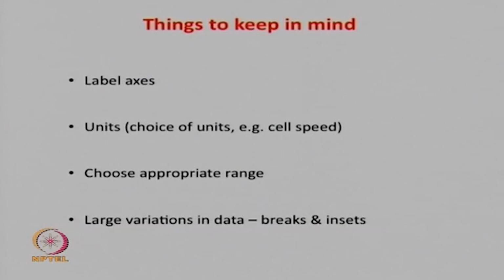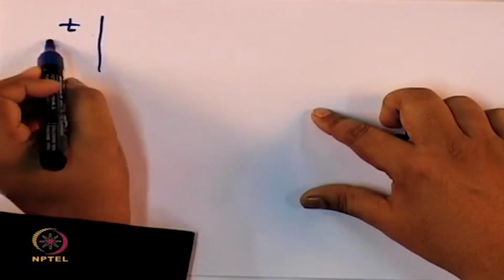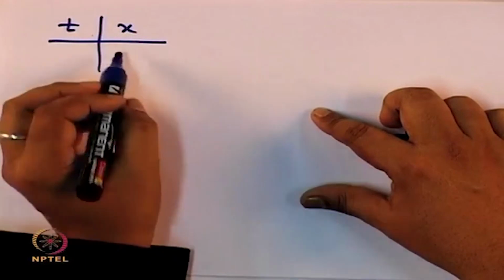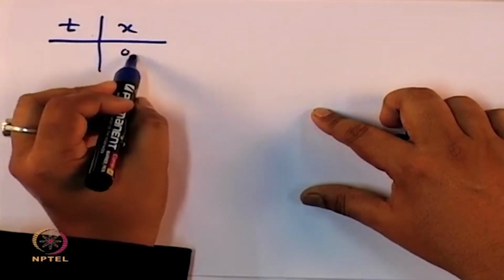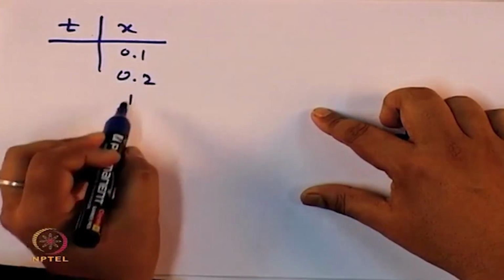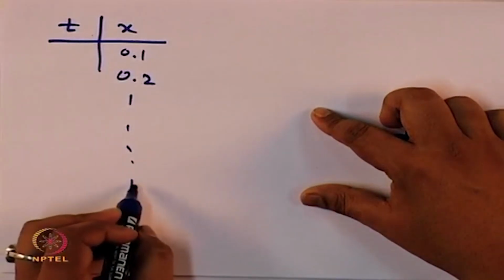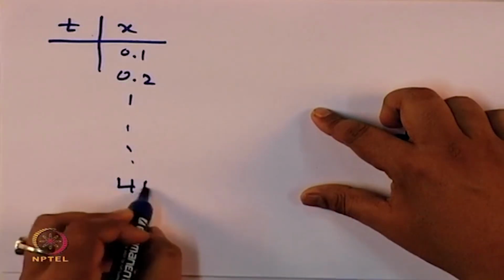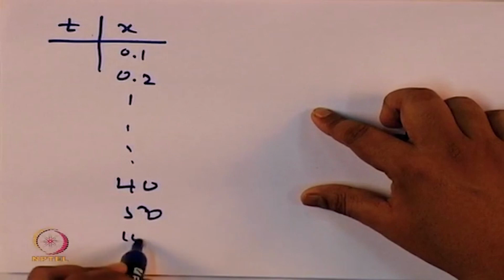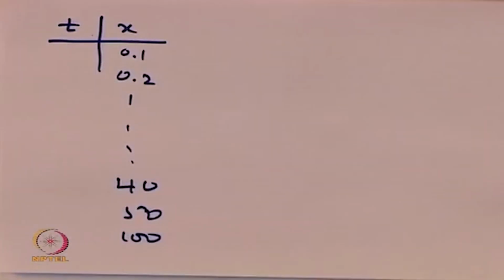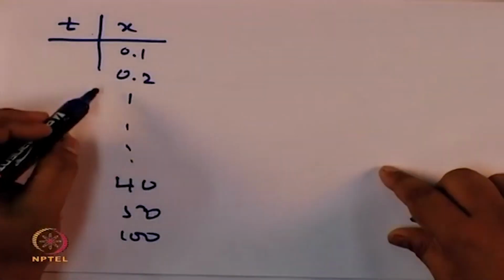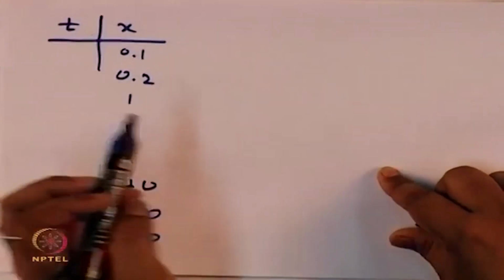The other important thing to note is when you have large variations in data. Let us say this is my time axis and this is my x axis, and x values are either very low values like 0.1, 0.2, 1, and then suddenly the next value goes to 40, 50, 100. So, it is very difficult to represent all these values of x in the same plot. So, there are two approaches.